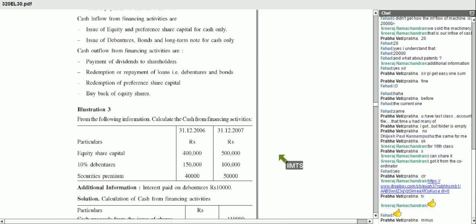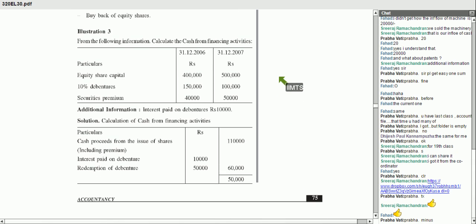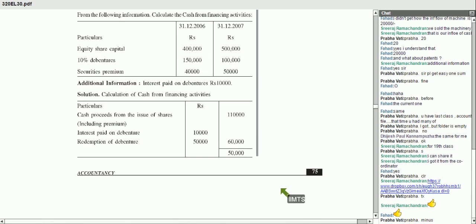Okay, let me show you the solution and then we can talk. Can all of you see the solution?